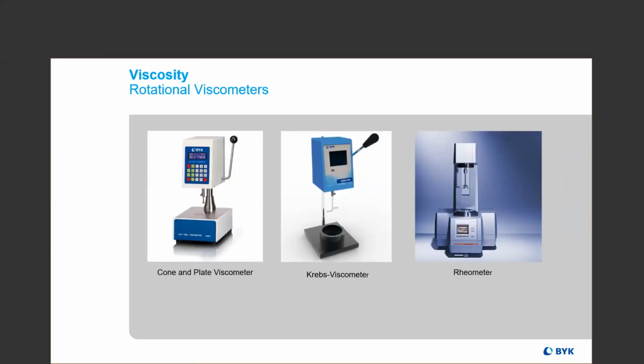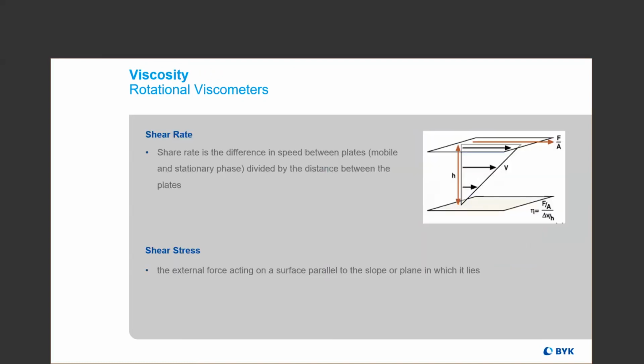And that brings us to our rotational viscometers. Some examples of these would be cone and plate viscometers, Krebs viscometers, or rheometers. So back to our definitions of shear rate and shear stress. We've seen these before. So shear rate is the difference in speed between plates or surfaces divided by the distance between the plates. And for rotational viscometers, the shear rate can be changed by the rotational speed of the spindle.